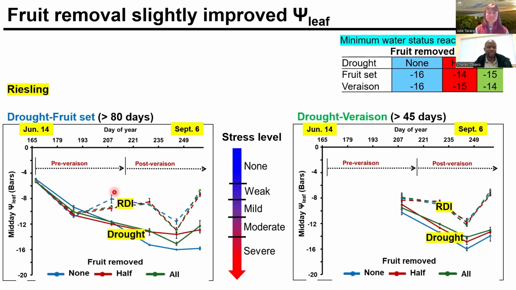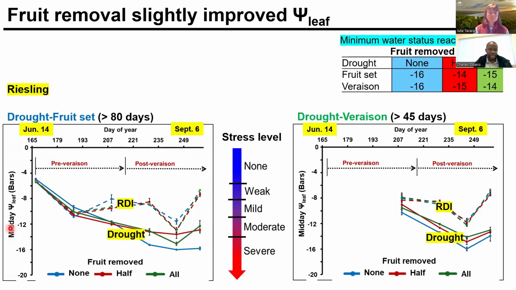Now, looking at the Riesling, we retain the same graphs. So we concentrate here on the left one. On the left one is the drought from fruit set, and this one started a little bit earlier because fruit set in the Riesling is much earlier compared to the Cabernet. So this is June, sorry, let me go back a little bit. This is June 14 compared to June 19, and this is September 6th when I stopped taking measurements.